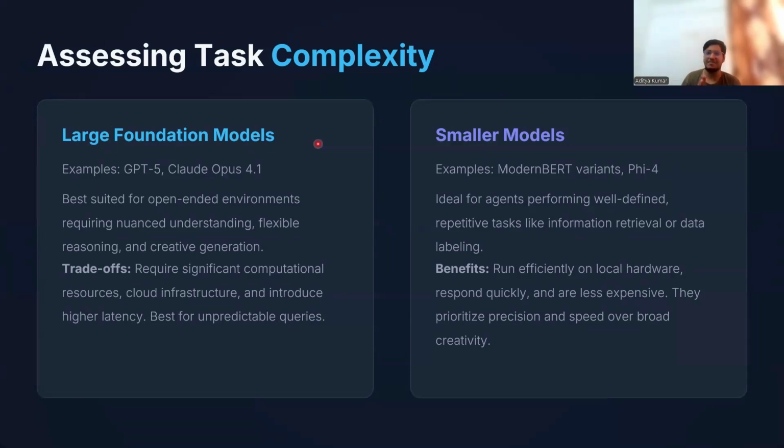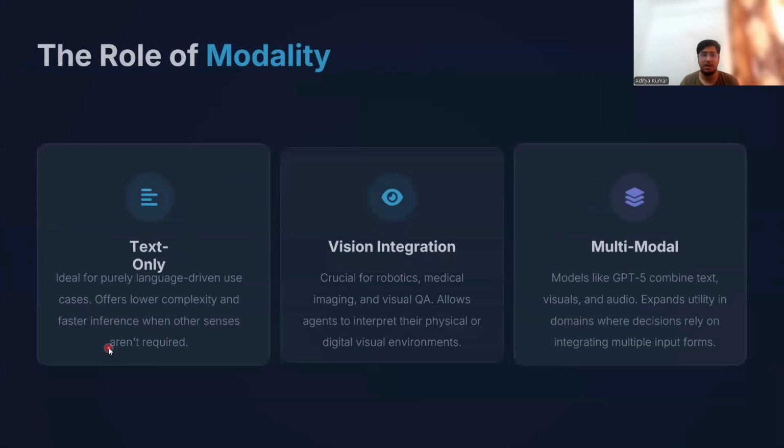The major con is the cost is very high, and the major pro is the quality of models is also very high, right? But if you want to build a very simple customer support agent, then you don't need a large foundational model. Then you can use a smaller model, for example Phi 4 or BERT variants or Llama 3.1, which is an 8 billion parameter model. The benefits are very simple: it can run on local hardware, is less expensive, and is quickly responsive. There are also some latency issues in the large foundational models, right?